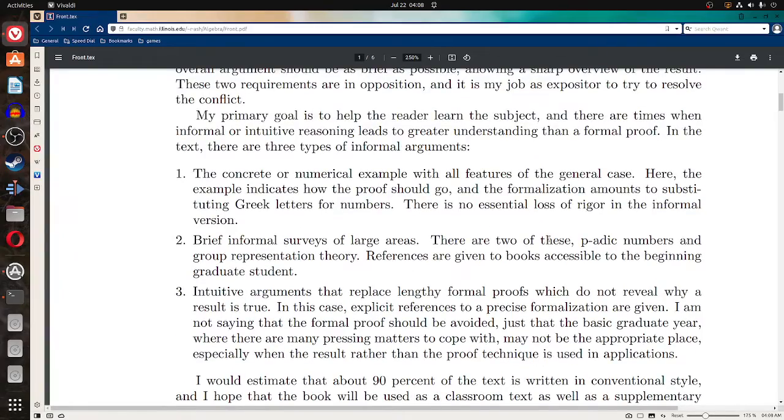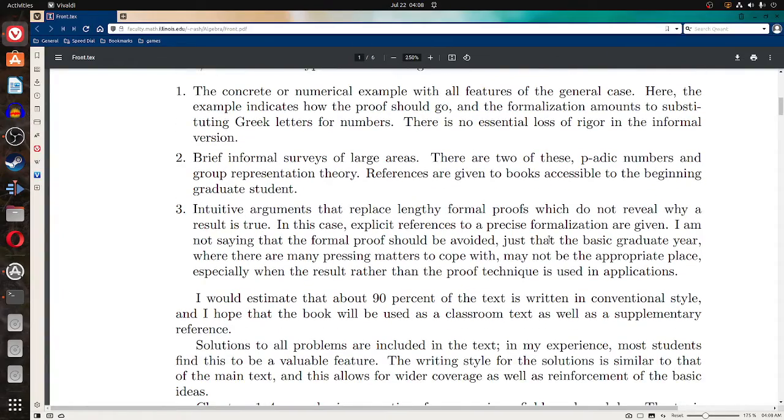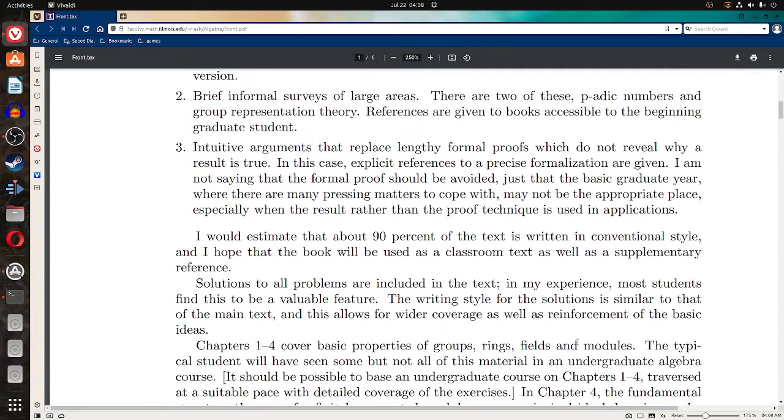The second type of informal argument is brief informal surveys of large areas. There are two of these, p-adic numbers and group representation theory. References are given to books accessible to the beginning graduate student.